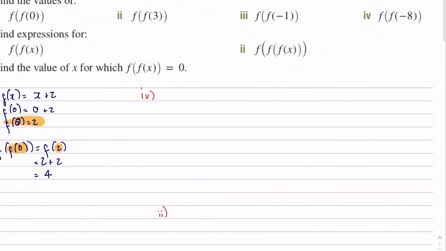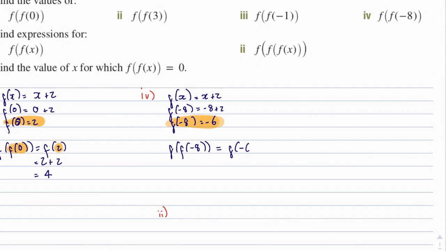With question 4, we know f of x equals x plus 2, which means f of negative 8 is negative 8 plus 2. So f of negative 8 equals negative 6. Then f of f of negative 8 must be f of negative 6, because f of negative 8 was negative 6. f of negative 6 is negative 6 plus 2, which gives me negative 4.